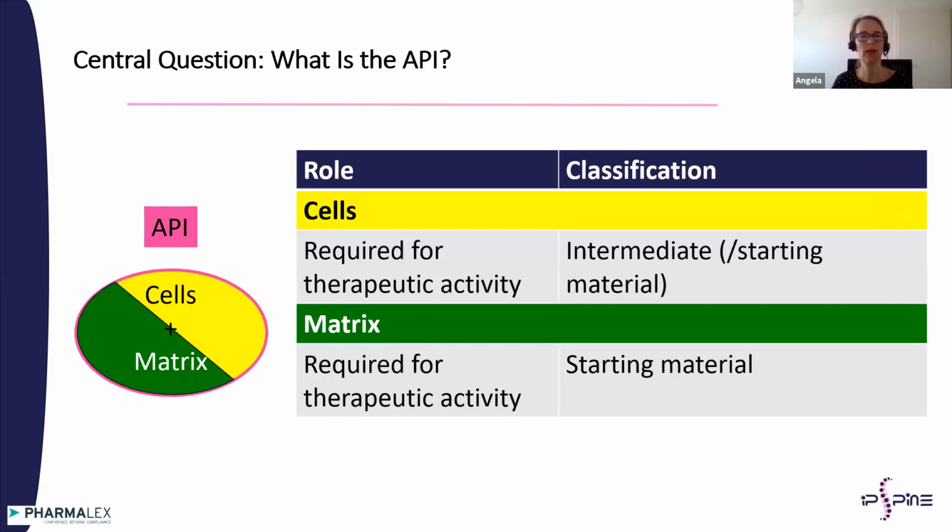Alternatively, we could say, well, our API is twofold. It consists of two components. Component 1, cells, component 2, matrix. In this case, both cells and matrix are required for the therapeutic activity, and they would both be starter materials. It might be called intermediate material for the cells, but that shouldn't worry us now. But we would have a starter material for the matrix because it's part of the API, and the API is made up of it, but it's not the API alone.